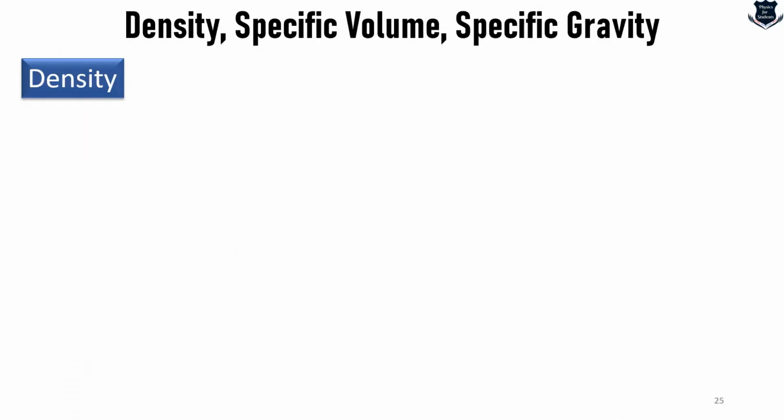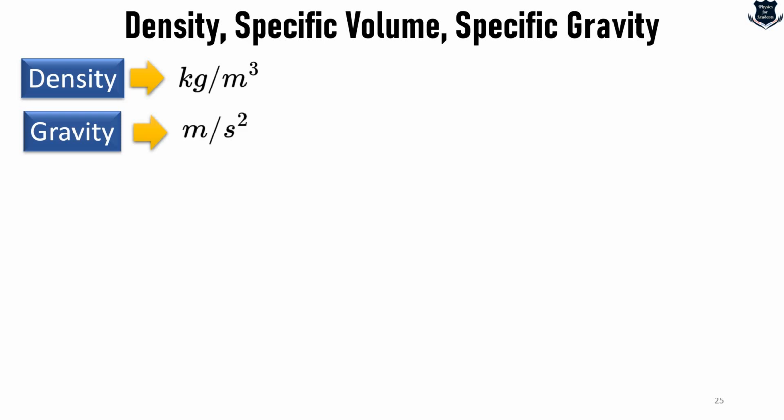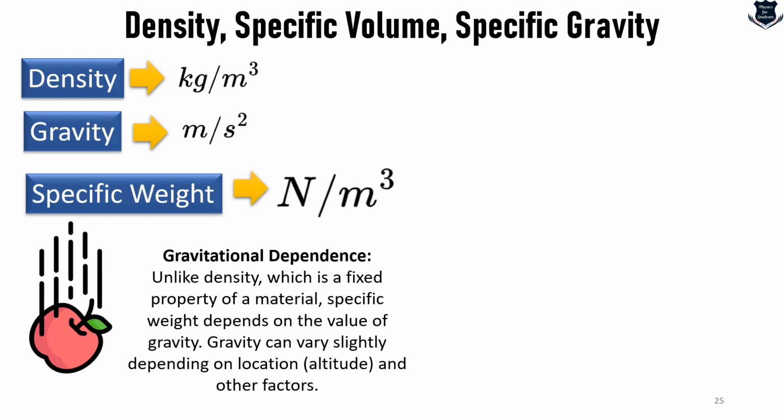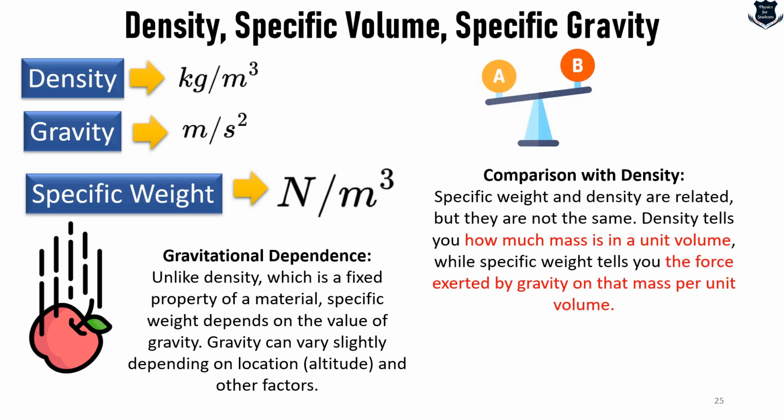So from here we finally come to the conclusion that density is kilogram per meter cube, gravity is meter per second square, so specific weight would be Newton per meter cube. The most important part is that it has a gravitational dependence. Unlike density, which is a fixed property, specific weight depends on gravity, and gravity can vary slightly depending on the altitude and other factors, so specific weight will also change. In comparison with density, I can tell that specific weight and density are related, but they are not the same. Density tells you how much mass is in unit volume, while specific weight tells you the force exerted by gravity on that mass per unit volume.